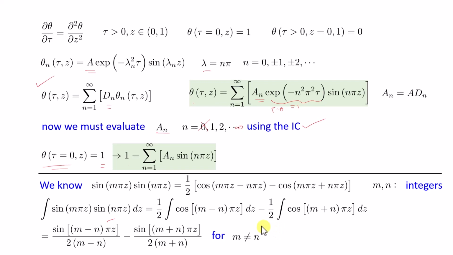For m equal to n, in cos (m minus n) pi z, m minus n becomes 0. That means this cos term becomes 1. This is only the integration of dz, so its value will be simply z. So for m equals n, nothing changes in the second term, but the first term is z by 2. Why is it important? Let's hold on and go a little farther.